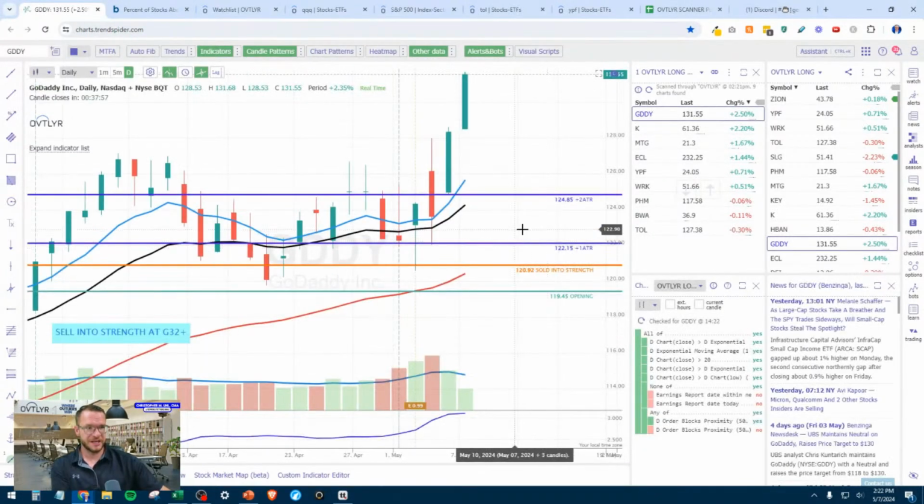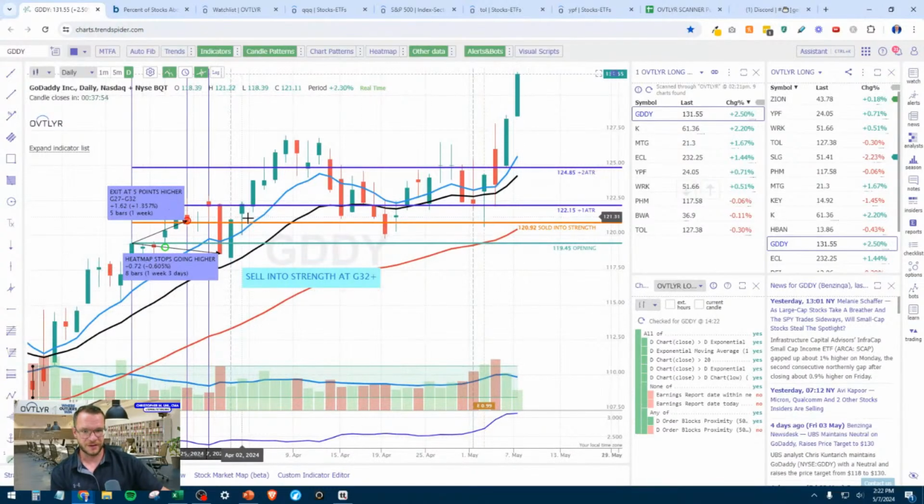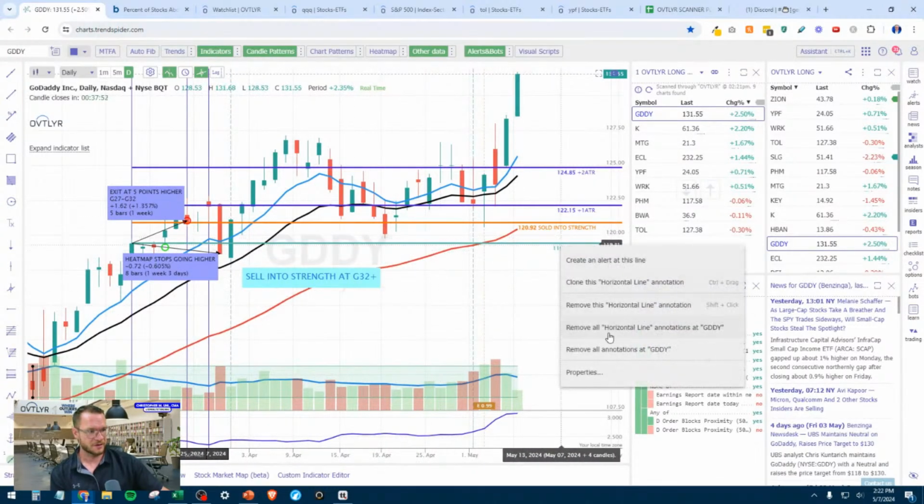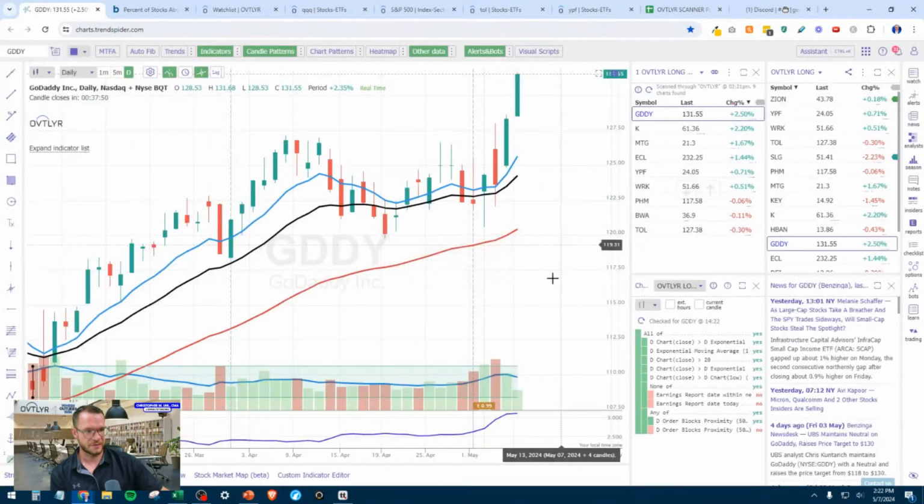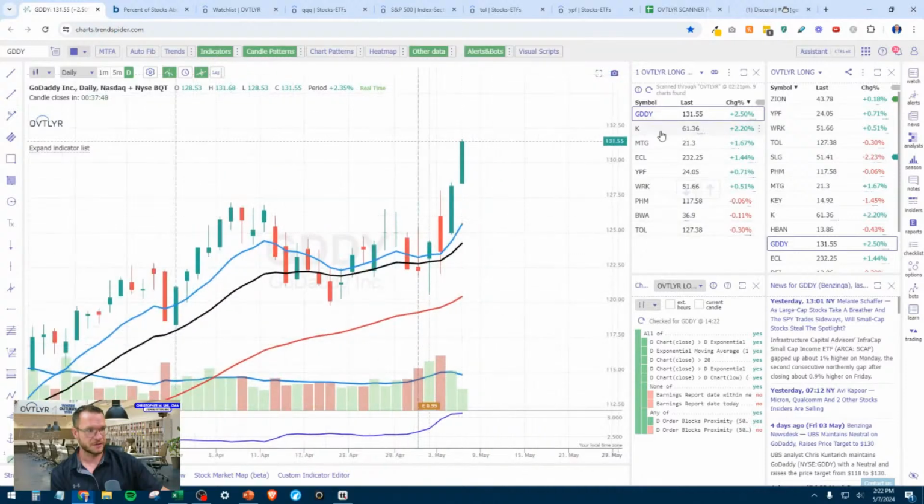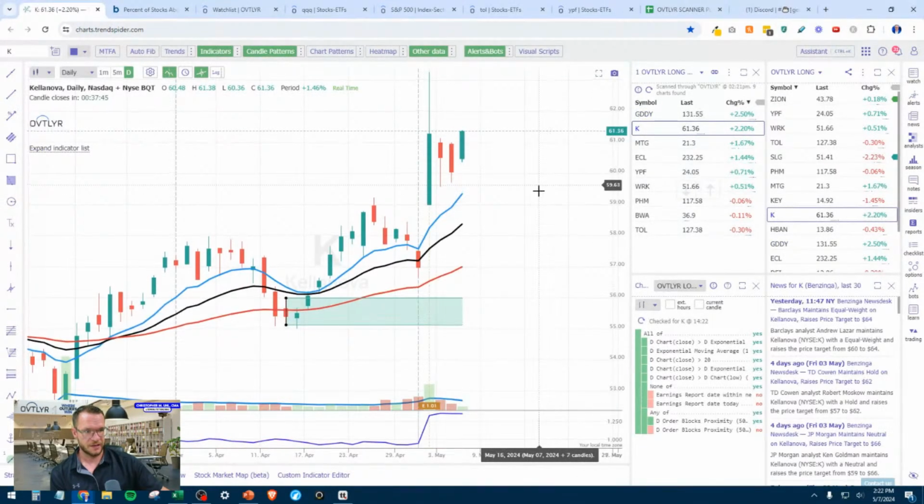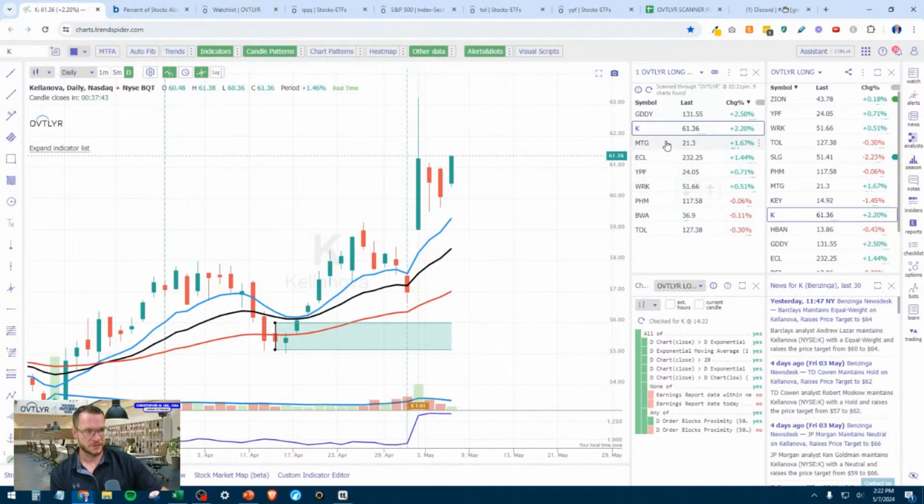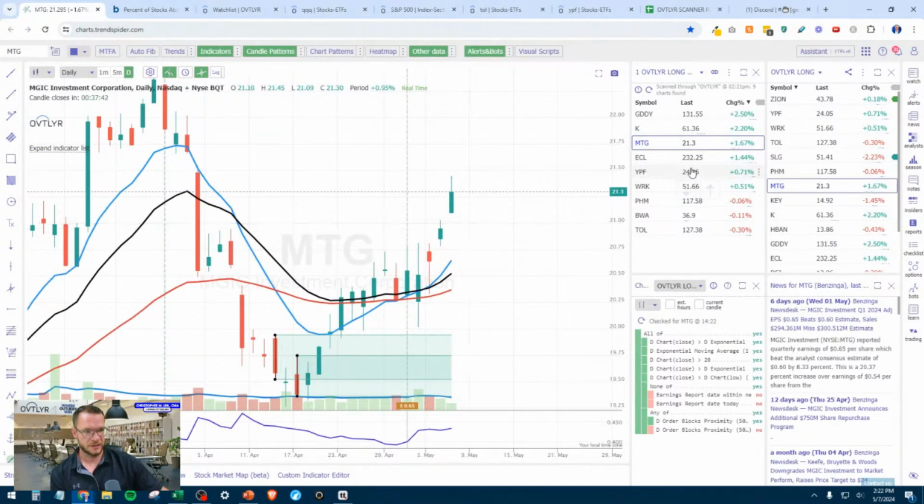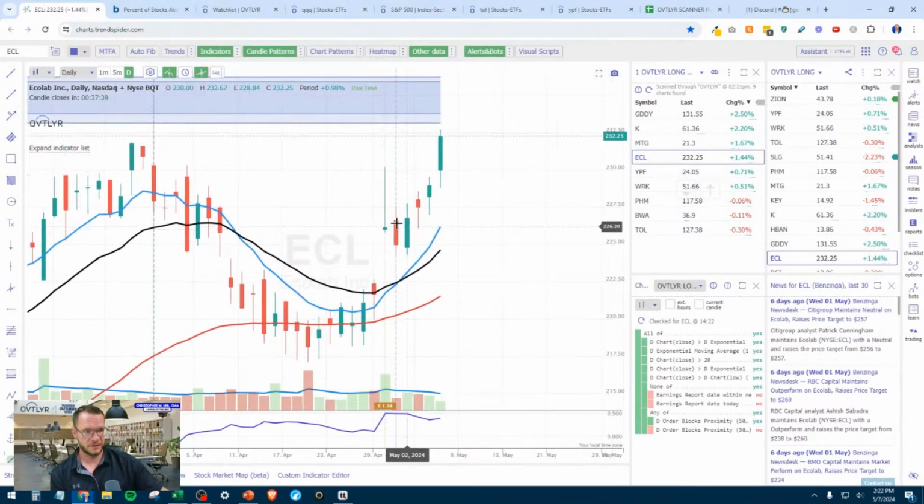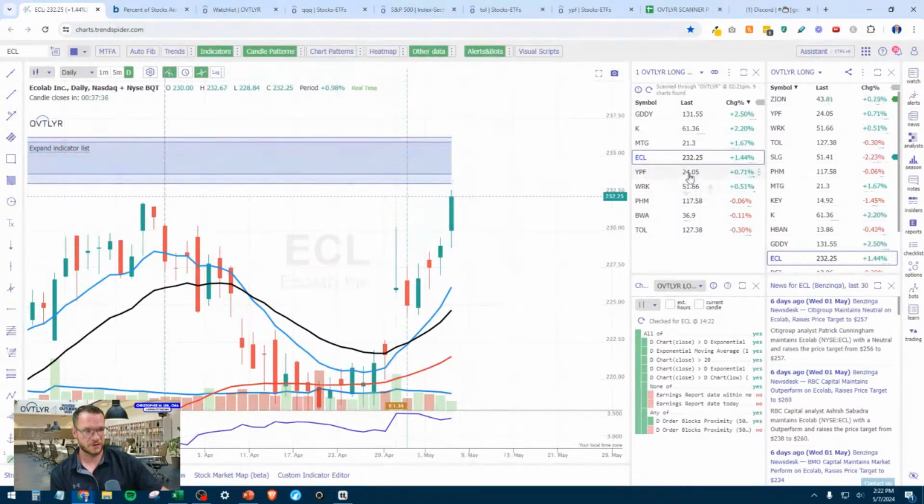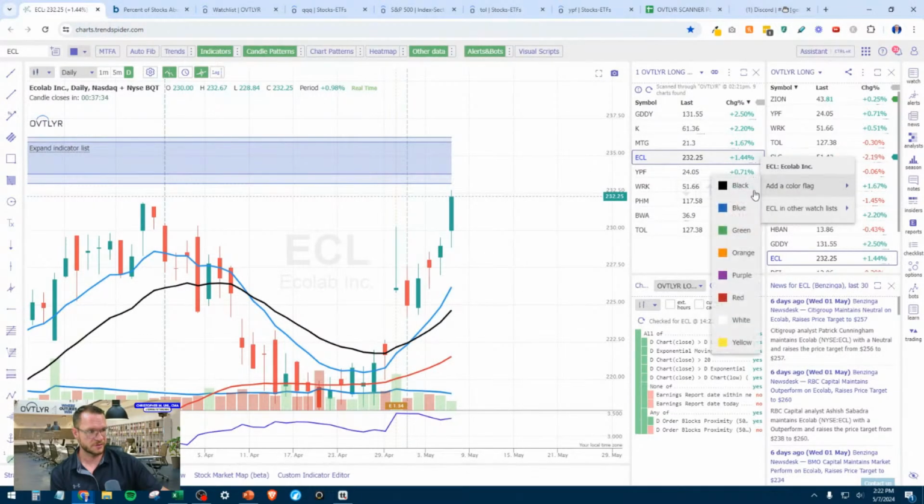Hey, there's G Diddy. We traded that one not all that long ago. Interesting. All right, let me remove all my annotations on that. G Diddy looks solid. Let's look at K. Also looking good. MTG, also looking good. ECL. Okay, so that does have an order block right there, so I'm going to mark that red just so I don't look at it again.